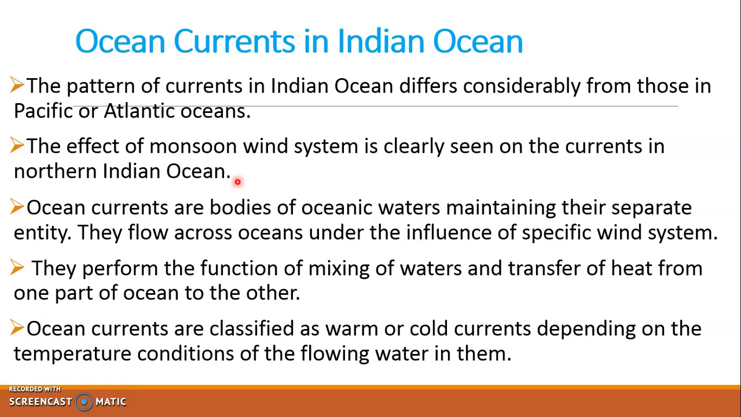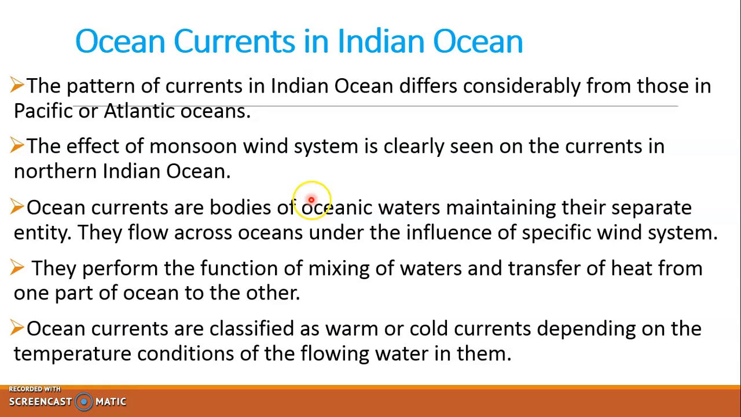So in the previous video, we have already studied that at the northern side, there is a blockage to the Indian Ocean. So because of that, the monsoon type of climate is seen in India. So because of the monsoon wind, you can see there is a difference in the currents at the northern Indian Ocean.